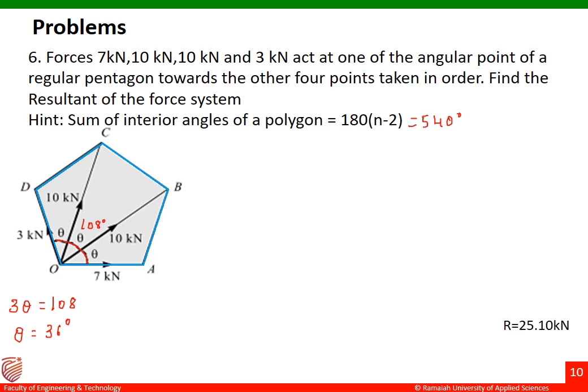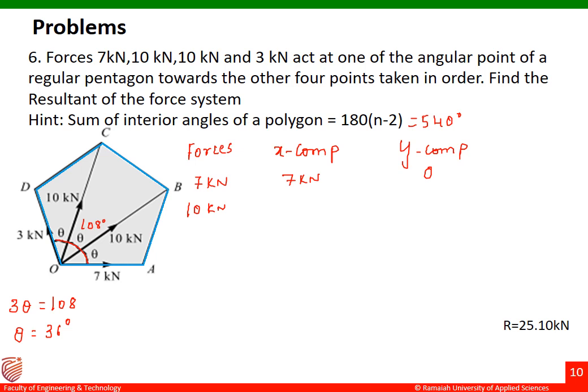Now we'll find out the components of each force. So forces, x component, and then y component. We'll start from the first one, that is 7 kilonewton. So x component is 7 kilonewton and y component is 0. It is acting in the first quadrant. Let us go for the second force, that is 10 kilonewton, acting at an angle of 36 degrees with respect to the horizontal.